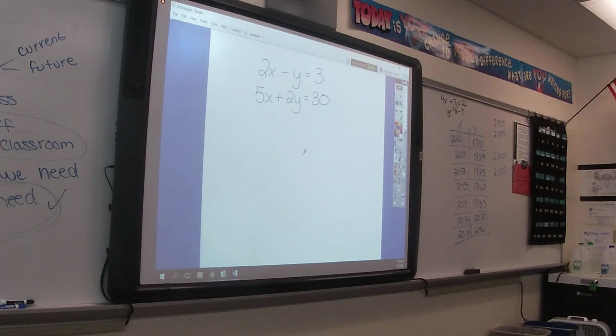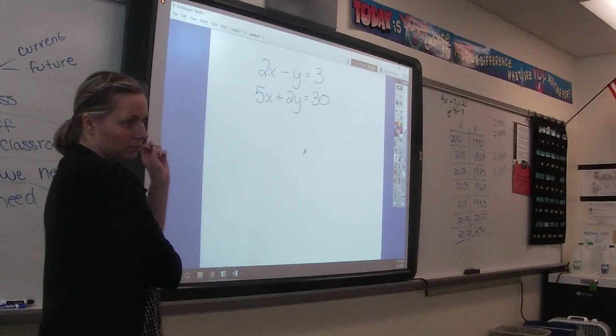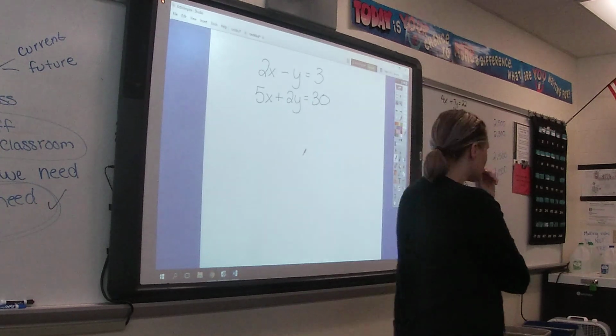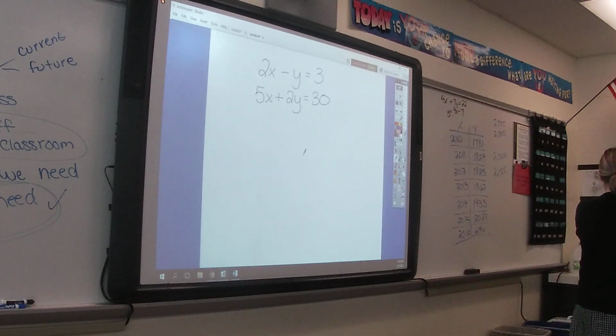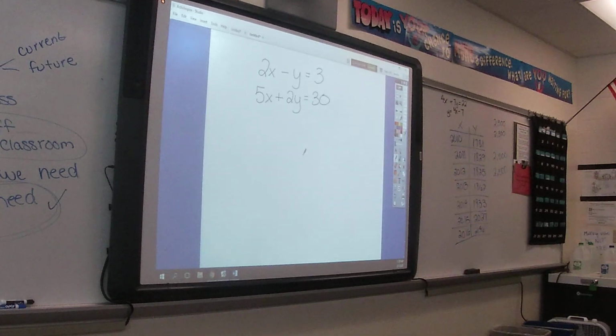2x minus y equals 3, and 5x plus 2y equals 30. Okay, so if we're going to solve this by elimination, do we see anything that has a matching coefficient? No. So we're going to have to do some multiplying.